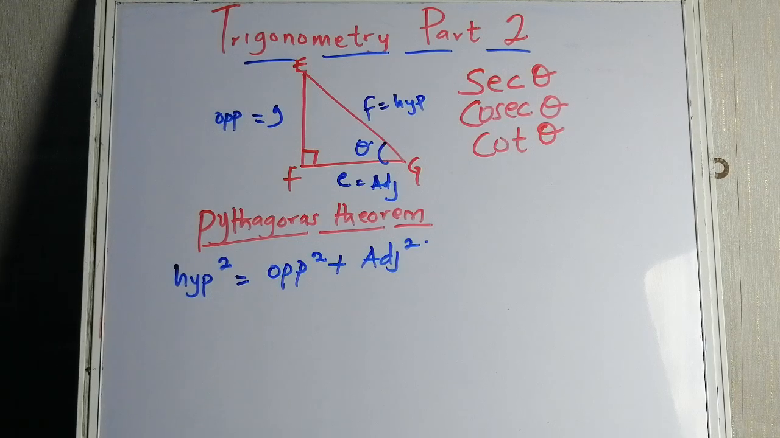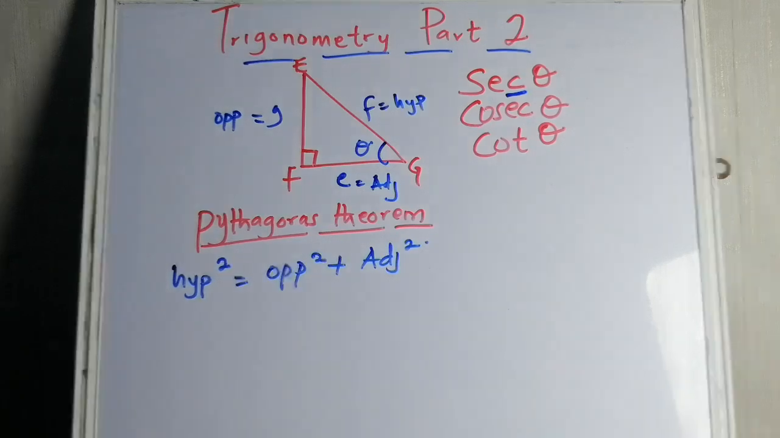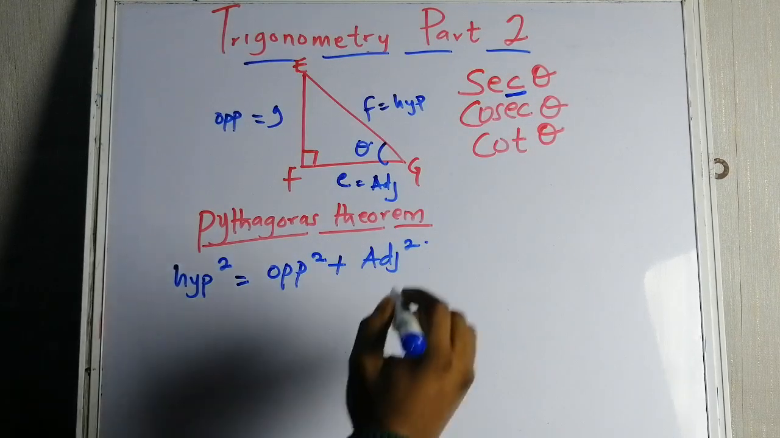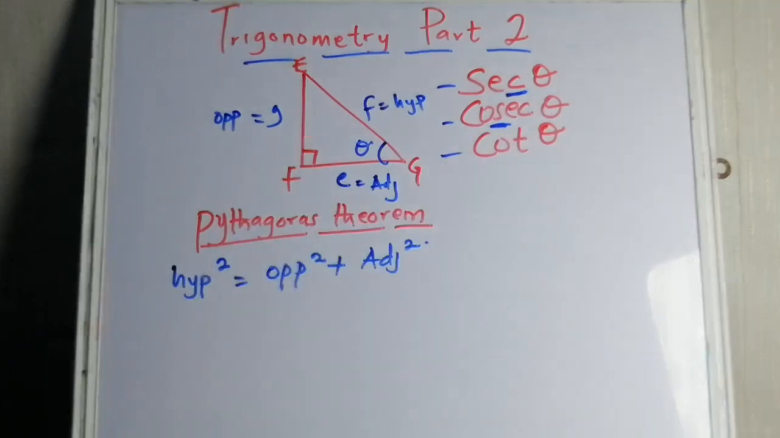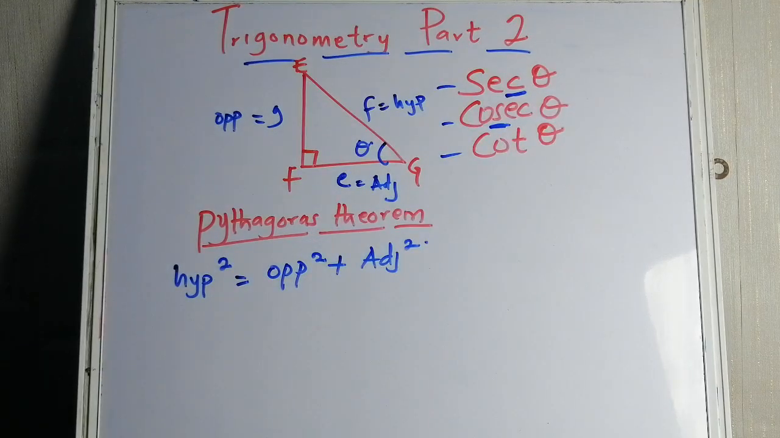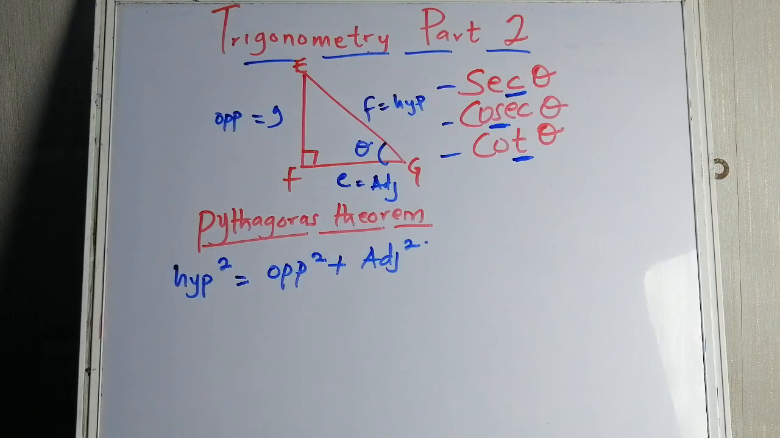All you just need to do is look for the third alphabet. What is the third alphabet here? C. What is the third alphabet here? The third alphabet here is what? S. Now for the last one, the third alphabet is what? T. Very important. Those third alphabets will give you the answer you are looking for.